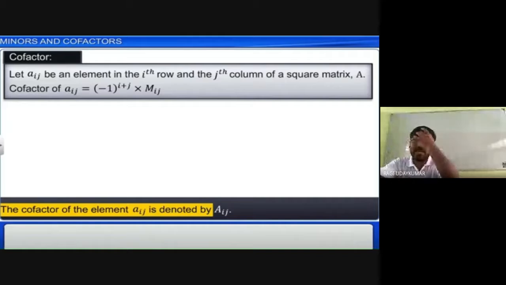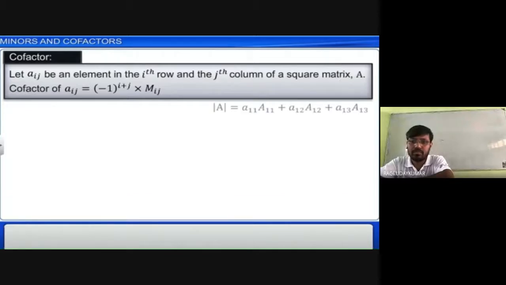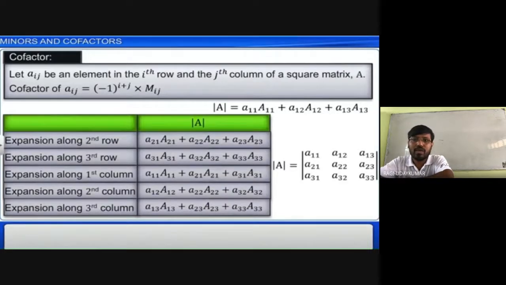The cofactor of any particular element is denoted by capital Aij. So now the determinant of the matrix can be written in a simple way as a11 into capital A11, a12 into capital A12, a13 into capital A13. You can write it like this. Expanding along the second row, you consider a21 into capital A21, a22 into capital A22, a23 into capital A23.